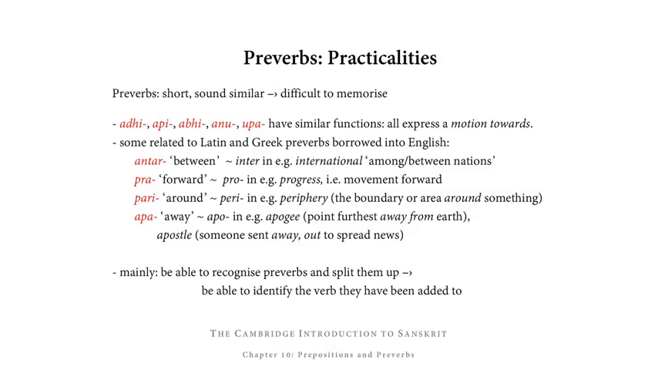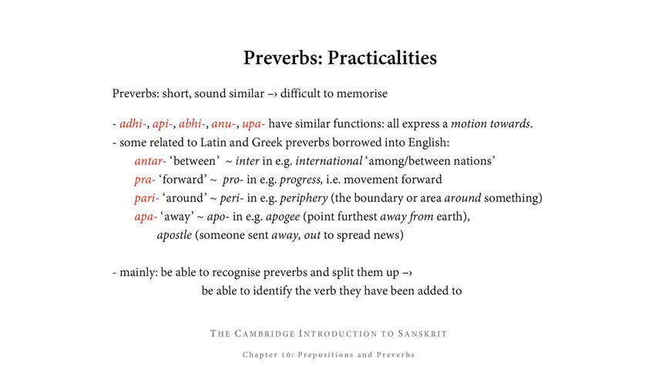Now, memorizing this list of preverbs is probably easier said than done, given that preverbs are all short, all sound similar, and thus are quite simply difficult to memorize. However, maybe a few tricks might help. For example, adhi, api, abhi, anu, and upa all have similar functions. They all express a motion towards something. So perhaps rather than memorizing each of them individually, try and remember that adhi, api, abhi, anu and upa all express a motion towards.